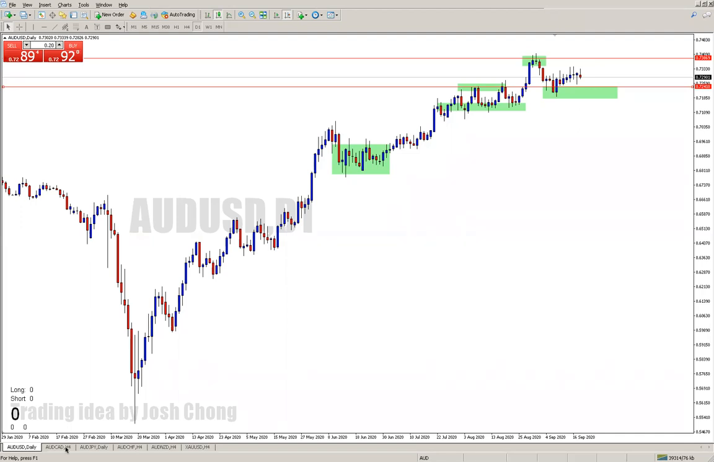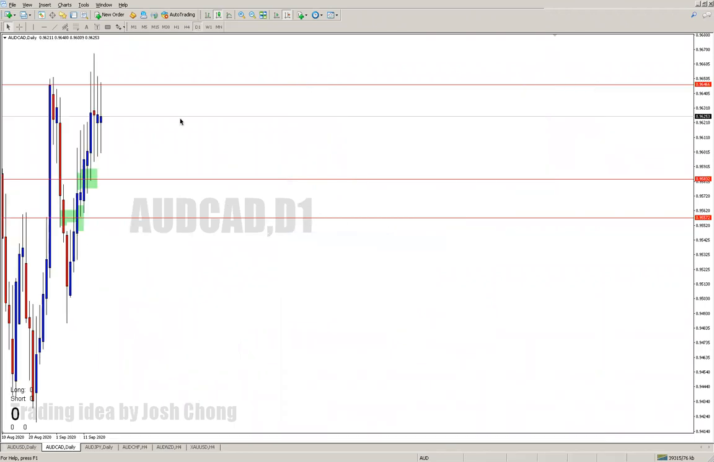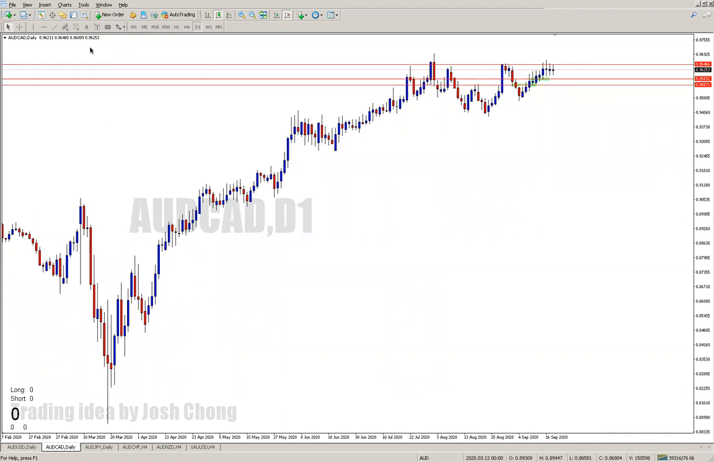Next will be AUD/CAD. As we can see, the market is reaching, so let's look at day one. The market did touch the highest resistance level, and then most of the sellers came in. As you can see in the latest market, it did touch this resistance level and the sellers came in.